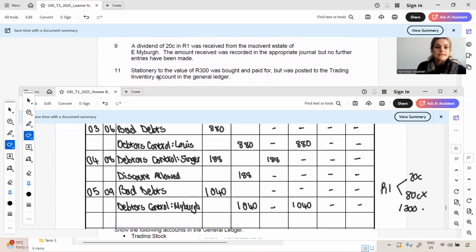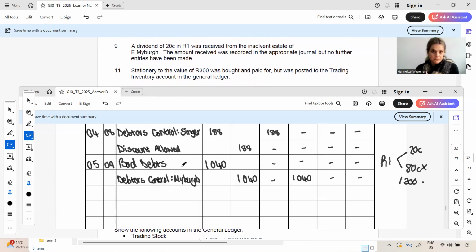Okay. Then stationery to the value of 300 Rand was bought and paid for, but was posted to the trading inventory account in the general ledger. Okay, so you definitely made this payment. So it's correct for it to be in your CPJ. That's not an issue. The issue here is that you then allocated this to trading stock or trading inventory. It should have been in the stationery account. So you now just have to remove it from the incorrect account and then reallocate it to the correct account. So corrections are made in your GJ as well.